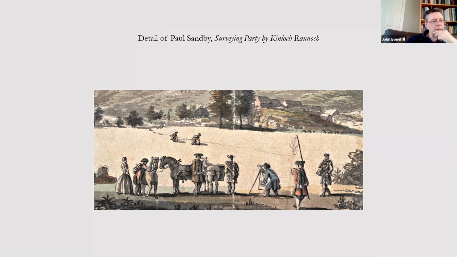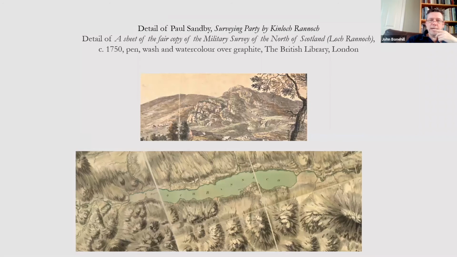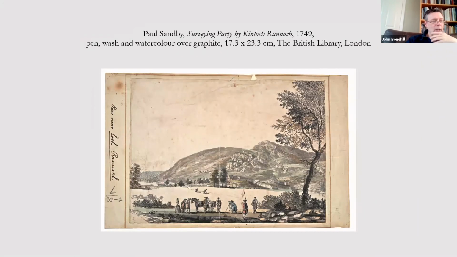Map making, in other words, provided Sandby with a kind of model for expanding the scope of his art, for laying out information about land and life in a particular place, as well as its coordinates with a wider world. But also, like maps, let's go back, I think, to the image. Like maps, works of pictorial art helped project as well as document change in the landscape.